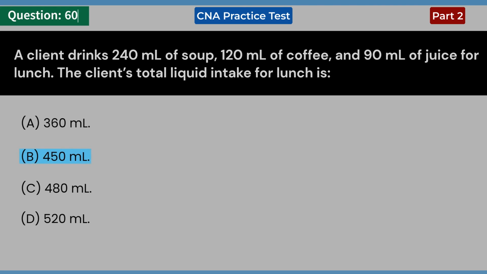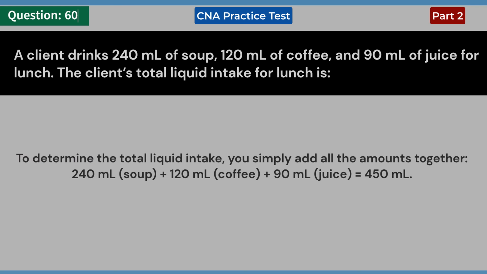Answer B. 450 milliliters. To determine the total liquid intake, you simply add all the amounts together. 240 milliliters soup plus 120 milliliters coffee plus 90 milliliters juice equals 450 milliliters.